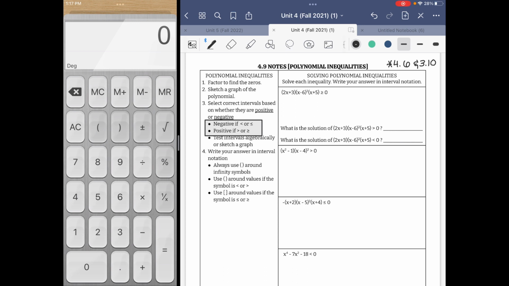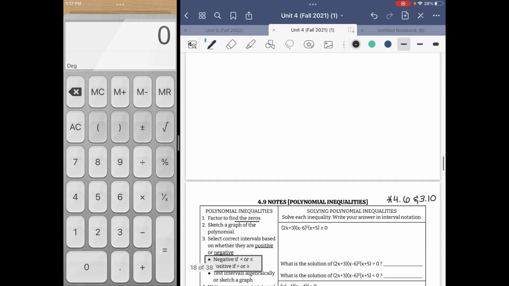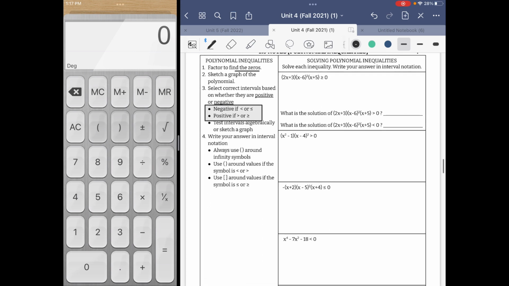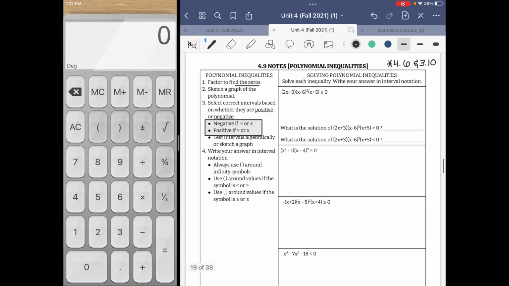So first thing I need to do is list the zeros. We're going to factor to find the zeros. The zeros are already basically here on this one. The first one is going to be -3/2. The second one is going to be 6, but it is a double. And the third one is going to be -5.